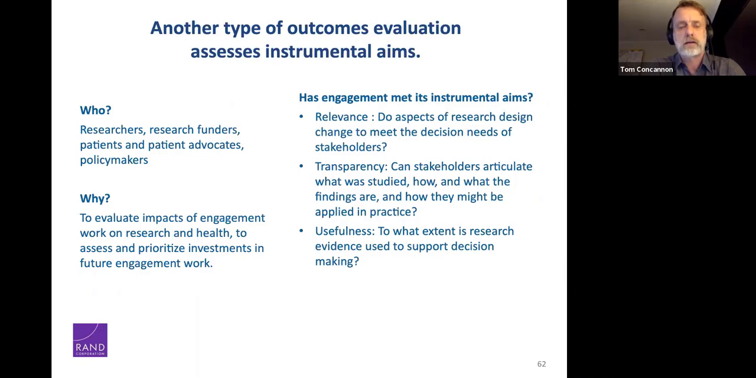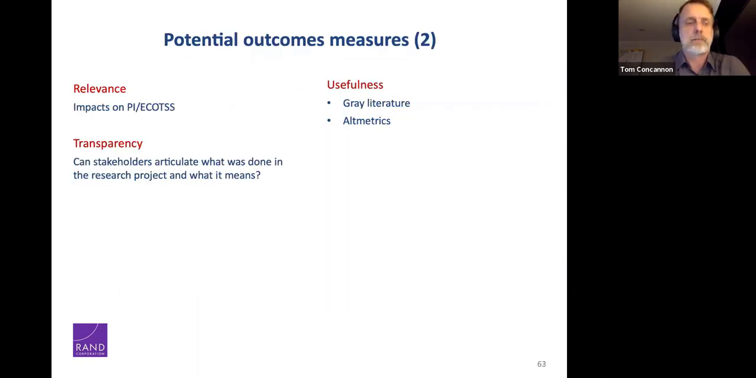You might similarly evaluate the transparency of the work to stakeholder communities and the usefulness of the work to stakeholder communities. And then here, I've outlined a handful of potential outcome measures that you might use to evaluate these 3 categories. But again, this is really formative and not in any way a systematic listing of the potential outcome measures.